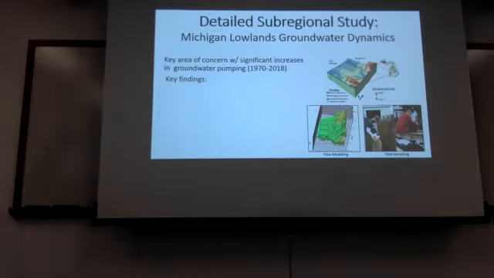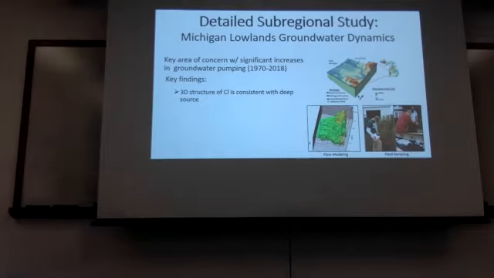So we developed flow models for this area to understand how groundwater flow has changed in response to pumping over the last 50 years. We collected field data from wells across 500 locations in the Michigan lowlands, and we also mined historical data of chloride to figure out, has the salinity gotten worse with time? I want to summarize the key findings, and I'll show you the evidence for that.